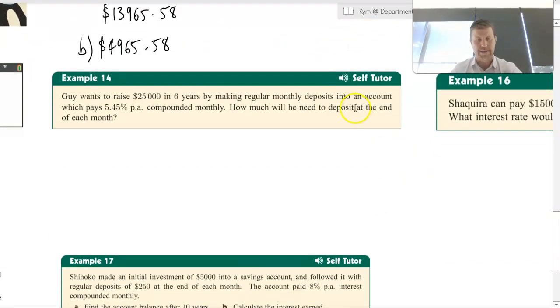It says a guy wants to raise $25,000 in 6 years by making regular deposits into an account which pays 5.45% per annum, compounded monthly. How much will he need to deposit at the end of each month? So here we're actually asking it to calculate PMT for us.